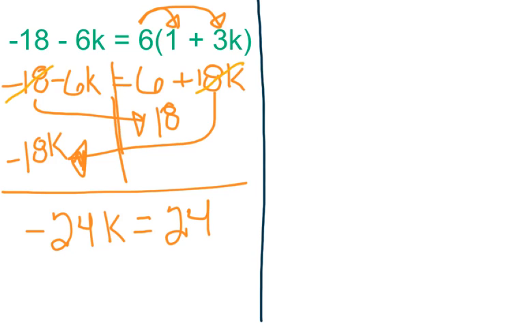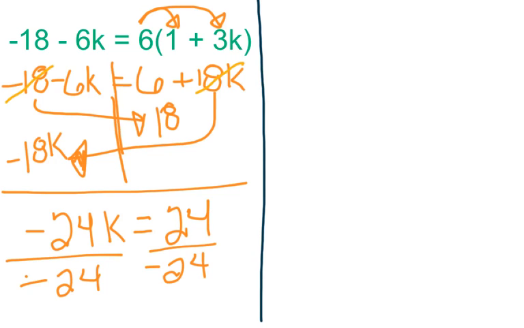Okay, so step 1, distribute. We did that. Step 2, cross the street. We did that. Now step 3, divide by the coefficient of the variable. In this case, the coefficient happens to be negative 24. That is what is in front of our variable k, so that is what we are going to divide by. So we divide by negative 24 on both sides.